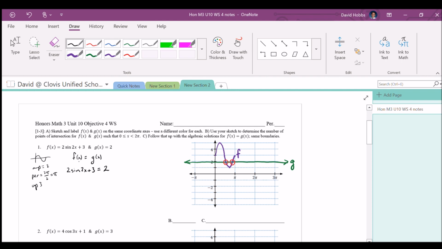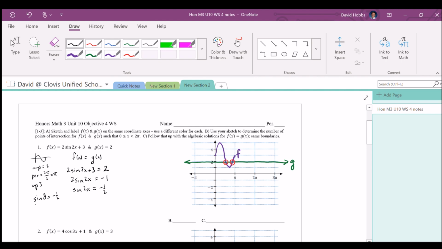Okay, so points of intersection, f of x equals g of x, so 2 sine 2x plus 3 equals 2. Subtract 3, so 2 sine 2x equals -1, and divide by 2, and we get sine of 2x equals -1/2. Now we have done something similar to this, but we haven't done anything quite like this before. So let me remind you of how it's similar. We have solved for sine theta equals -1/2.